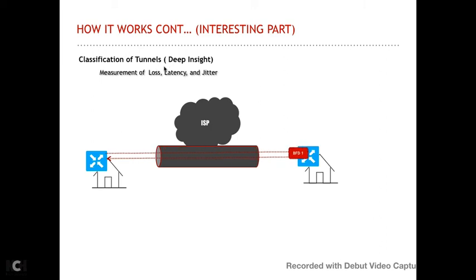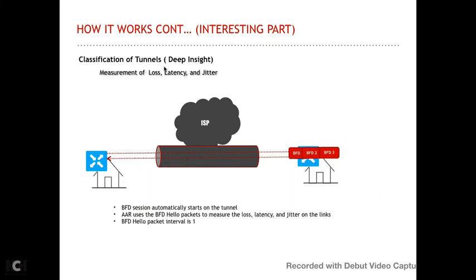Or maybe it's a round trip time or one way time. And these BFD packets get collected with the logs of loss, latency and jitter on that particular tunnel. Right? And the second one also comes with the same pattern, and also gives you the same stats of loss, latency and jitter. Again, the third one. Right? In Viptela architecture, the BFD packets are by default of 1 second. So you can say the BFD hello packet interval is 1 second by default.